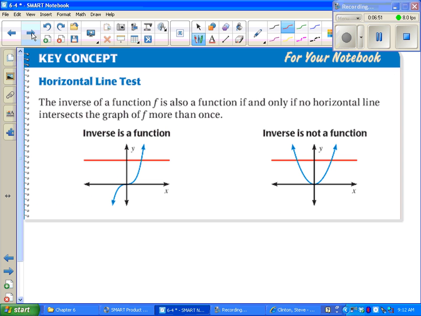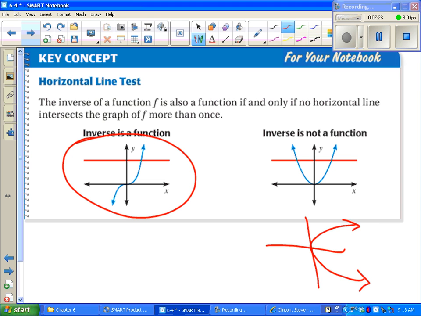Horizontal line test. We've learned the vertical line test to find out if a relation is a function. Now we're going to use the horizontal line test to see if a function has an inverse that is a function. Every function has an inverse, but the inverse is not always a function. For instance, if there's one over here that says the inverse is not a function, it's because the inverse looks like this. And we can see that's not a function because it fails the vertical line test. But if the original function passes the horizontal line test, then the inverse is a function. That's what this slide is telling us.